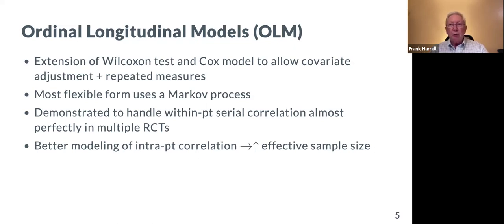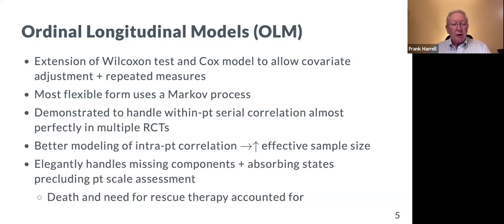So the more accurately you model that correlation structure, the higher the effective sample size, and that will increase the power. OLMs very elegantly handle missing components, and they do that with interval censoring and other methods. And they're really the method that formally handles absorbing states such as death or some sort of permanent rescue therapy, something that interrupts the flow.